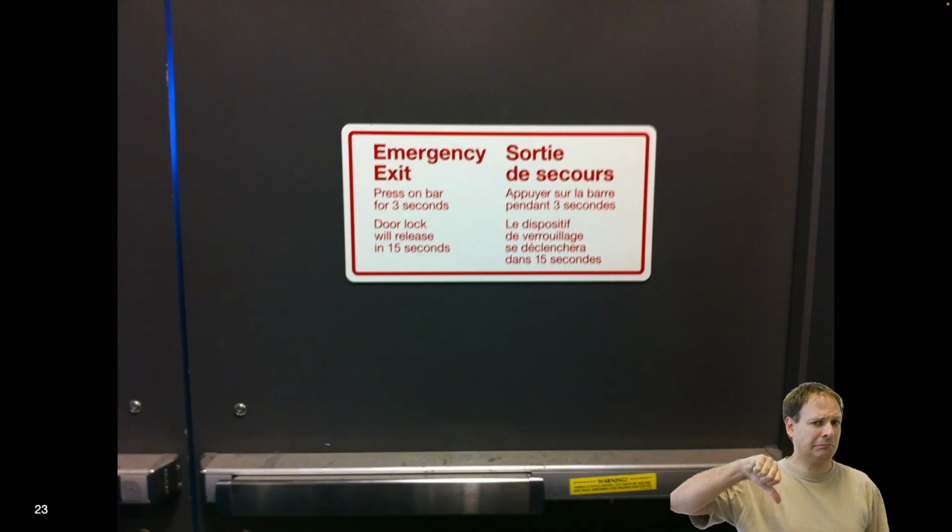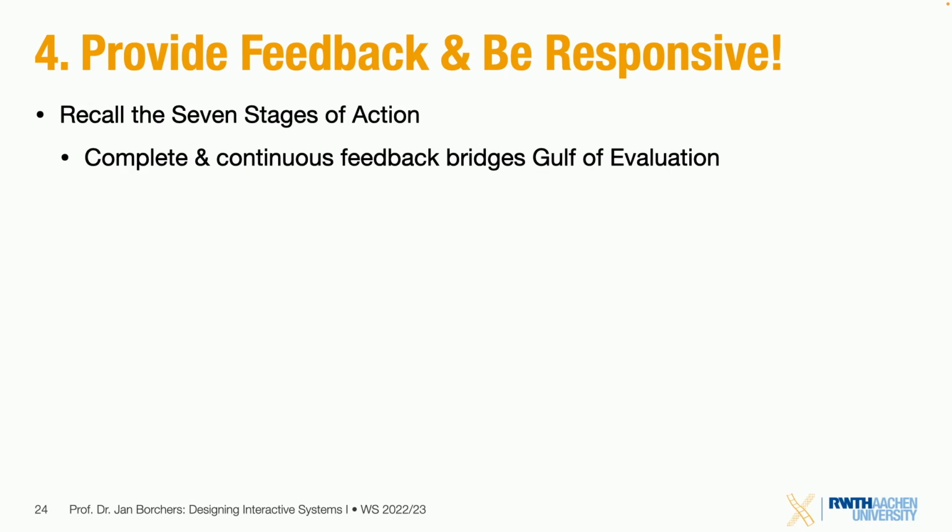The first rules are a little bit more extensive, and the other ones are now going to be a little more compact. The next one we're going to talk about is rule number 4, which is providing feedback and being responsive. Providing feedback means that if you recall the 7 stages of action, we know that if we provide complete and continuous feedback on what the user is doing, then this actually helps them to bridge the gulf of evaluation, right? The one on the right-hand side going up, where the user's trying to figure out what's going on, whether what they did was actually successful, et cetera, et cetera.